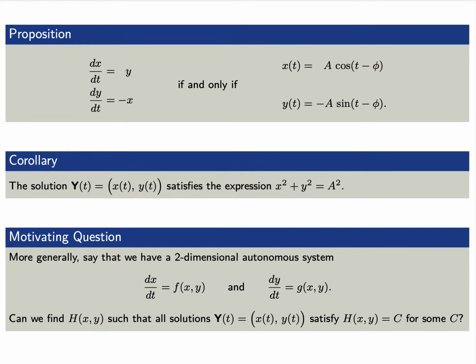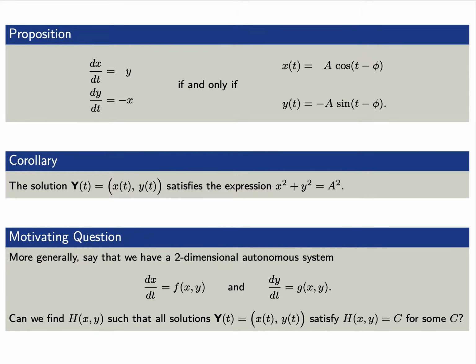We can find the general solution as x of t equals a constant A times cosine of (t minus a phase angle phi), and y of t equals negative A times sine of (t minus a phase angle phi). In particular, the solution Y of t satisfies the expression x squared plus y squared equals our constant A squared.